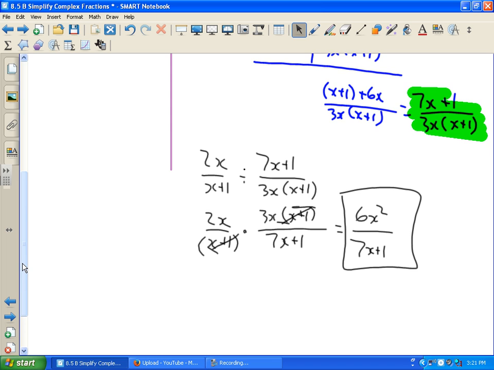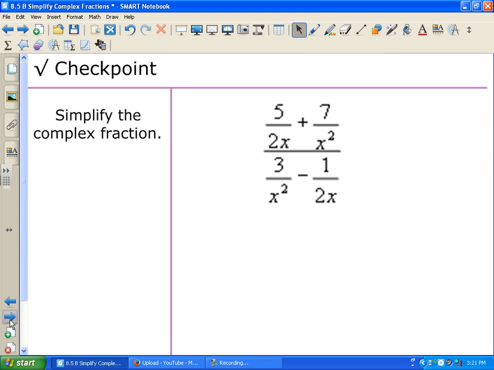You guys got a checkpoint coming up? Go ahead and pause the video. In this problem, you do have to simplify the top and simplify the bottom before you divide. I'll remind you about that. So simplify the top and the bottom. I will be nice and give you a tip on this one. The common denominator, both up top and the bottom, will be 2x squared. So I'll be nice and give you the common denominator. Pause the video. When you're ready to move forward, go ahead and unpause it.